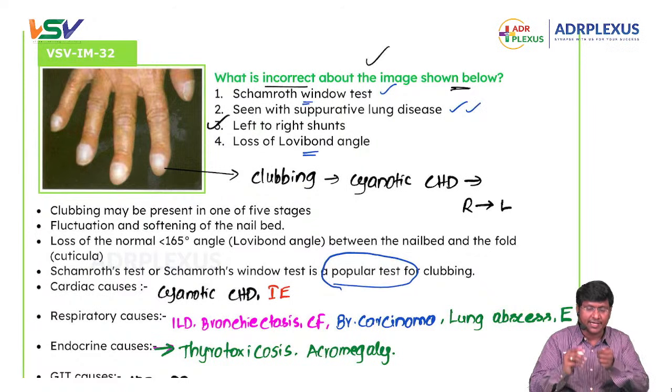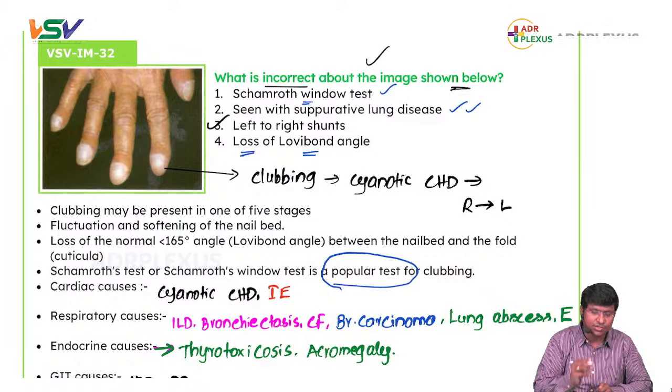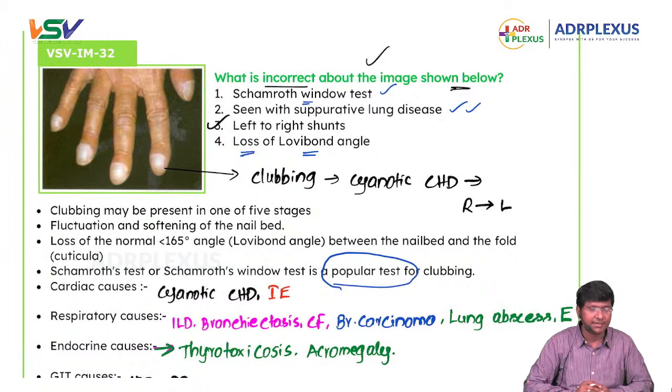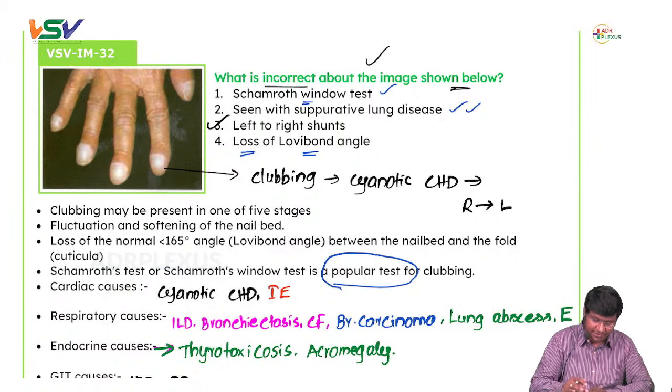Now, Lovibond angle is the angle between the nail bed and the nail plate. There will be loss of Lovibond angle in patients with clubbing, right? So your options 1 to 4 are correct, but in left to right shunts you don't have clubbing. It is in right to left shunts that you will have the presence of clubbing, right?